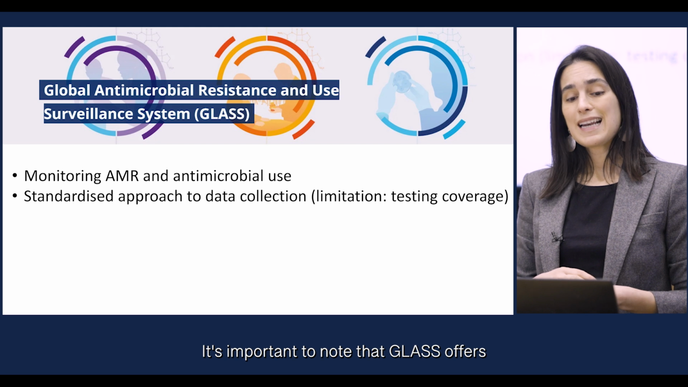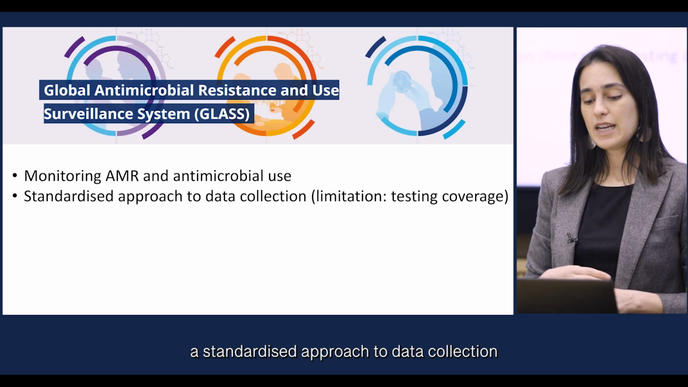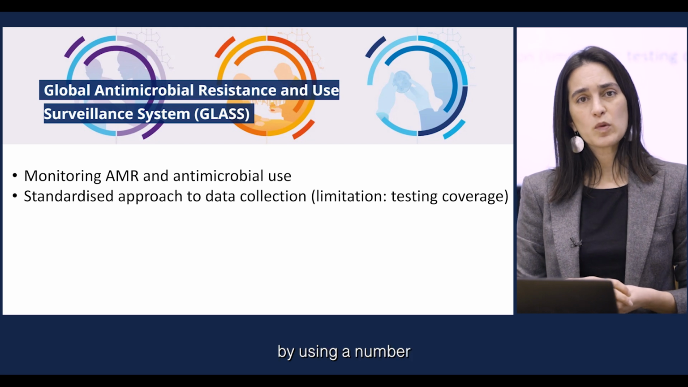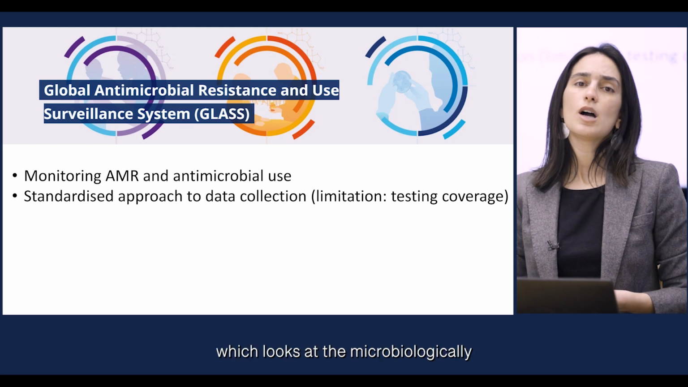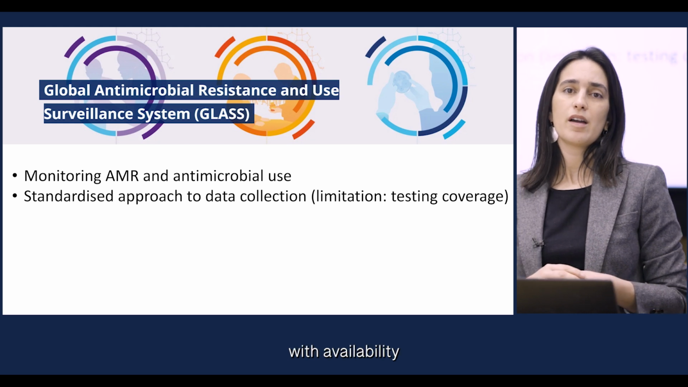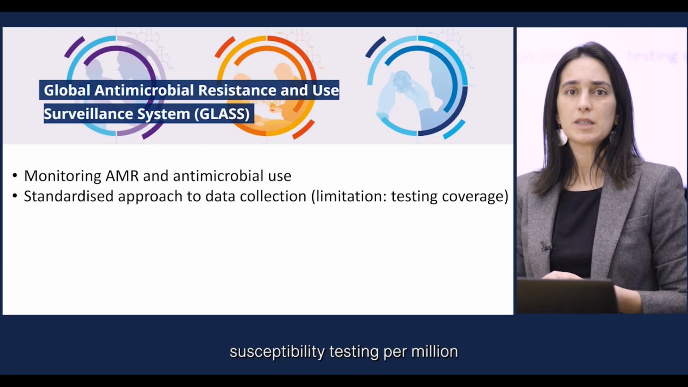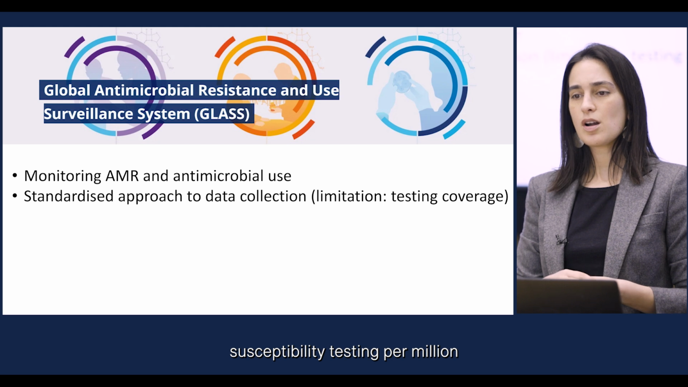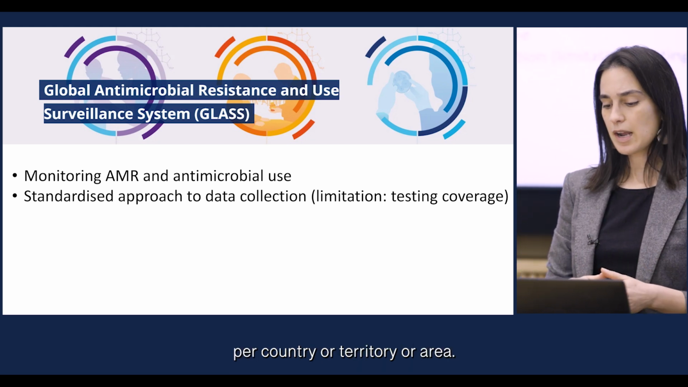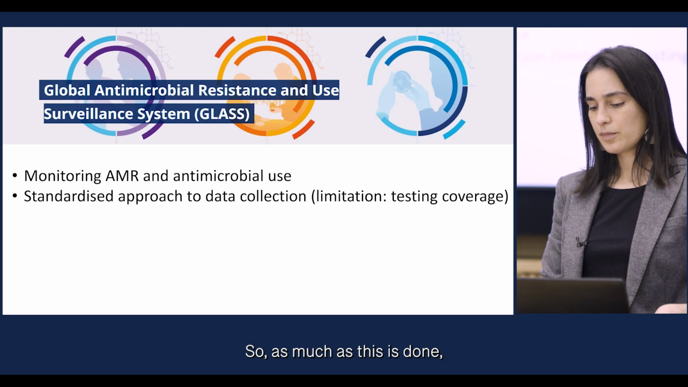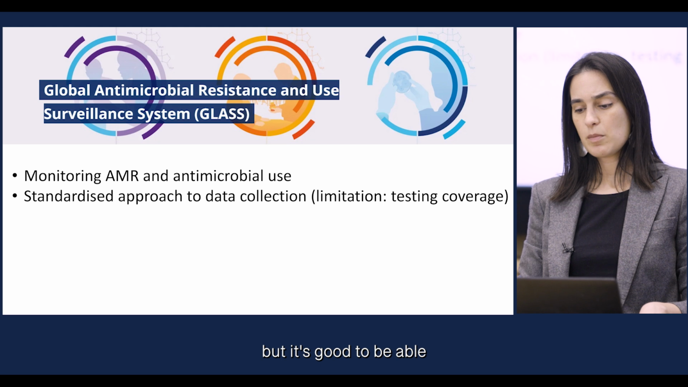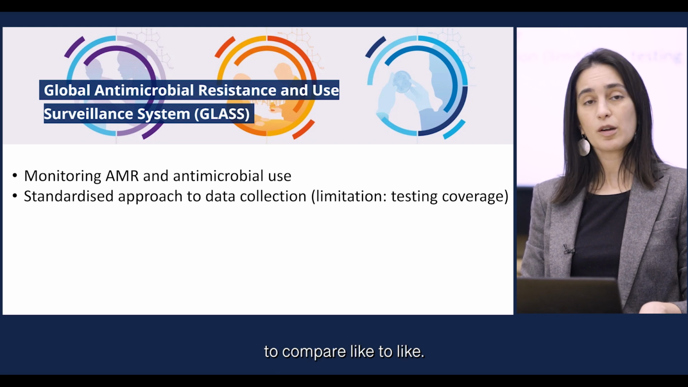It's important to note that GLASS offers a standardized approach to data collection, but there are limitations for this. They try to mitigate that by using a number called the testing coverage, which looks at the microbiologically confirmed infections with availability of antimicrobial susceptibility testing per million population per country or territory or area. So as much as this is done, you can imagine that there will be variation within country, but it's good to be able to compare like to like.